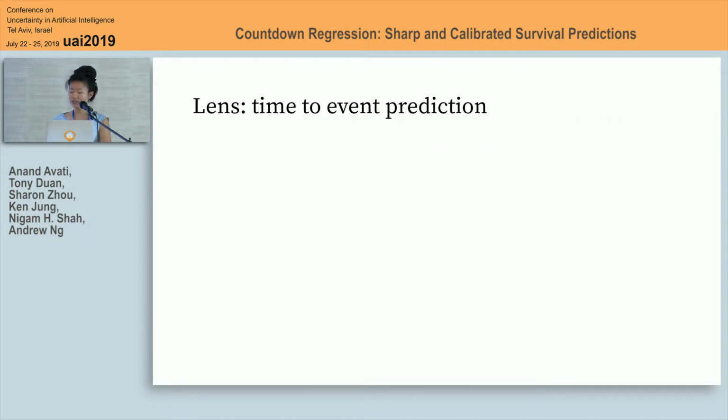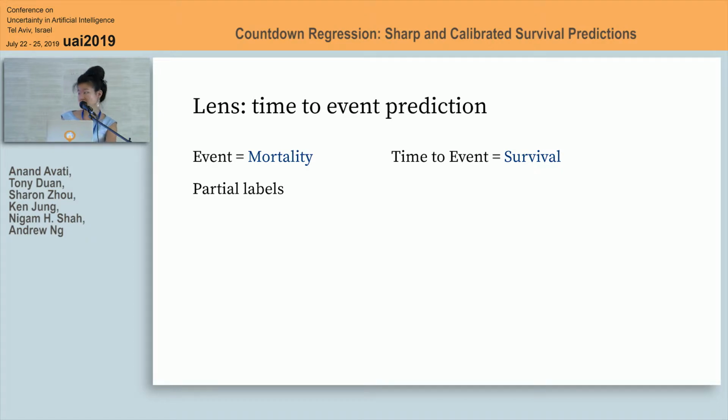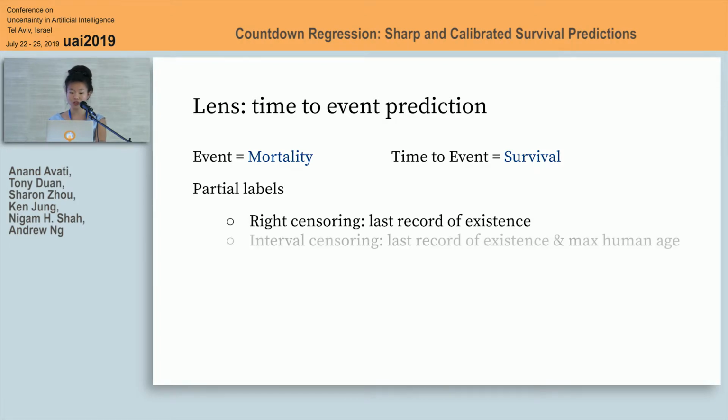The lens through which we are looking at this problem is time-to-event prediction, where the event is mortality and the time to event is essentially someone's survival. This problem is difficult because we have partial labels on people who are still alive or who do not have a recorded date of death. So we have to apply either right censoring, using their last record of existence, or interval censoring, where we encode some prior knowledge, such as the max age a person can live until, for example, 120 years.